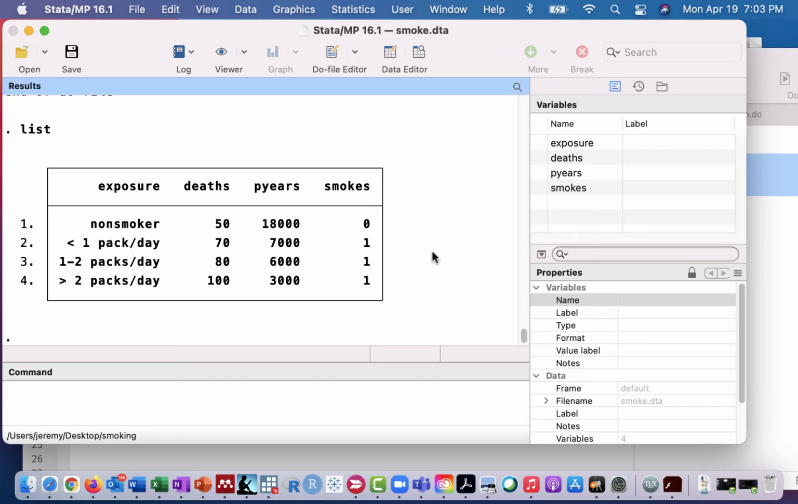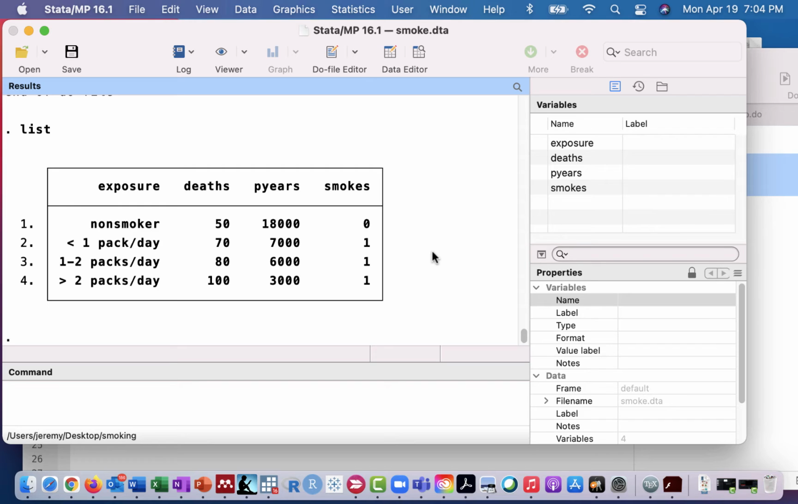This is the data from chapter 11 of the book. I'm on page 272, where they have case study 11.1 on smoking, heart disease, and lung cancer. So I copied the data from the book into your Stata file. So this is what the data looks like. You have non-smokers, and then you have people smoking at different levels.